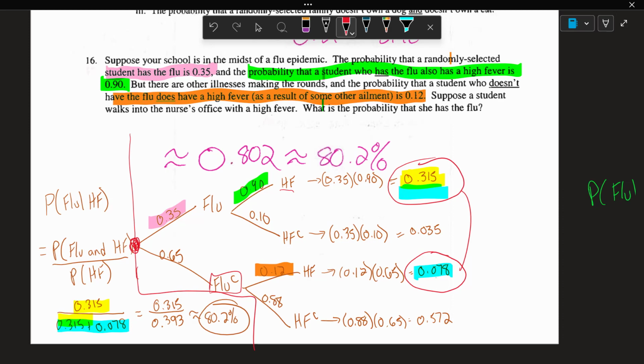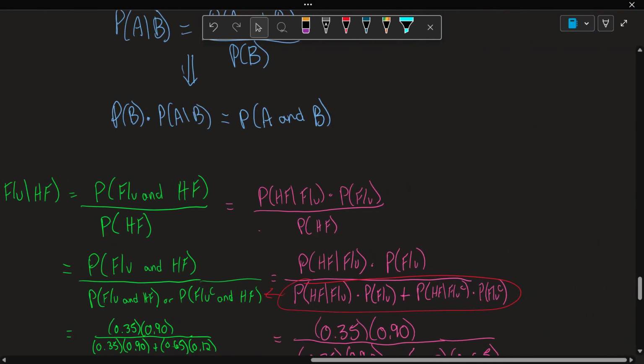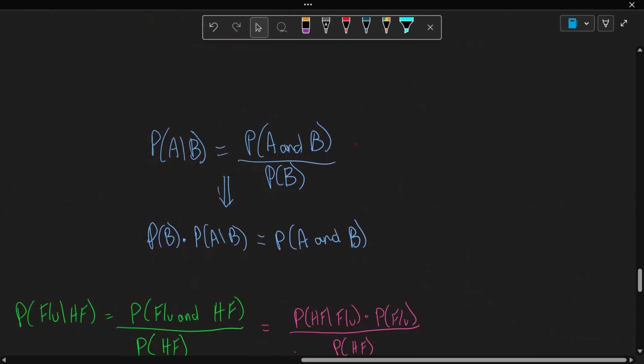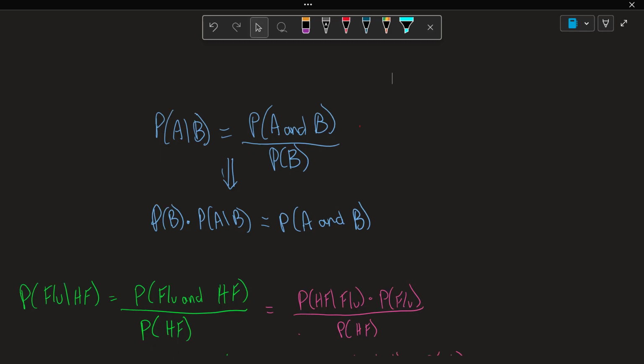Now the other way that we can figure out our probabilities is algebraically. The whole concept is that we can use our conditional probability formula, probability of A given B equals the probability of A and B divided by the probability of B. We can rearrange that by multiplying by the probability of B on both sides, so that we get the probability of B times the probability of A given B is the same as the probability of A and B. And that's what we're going to use.